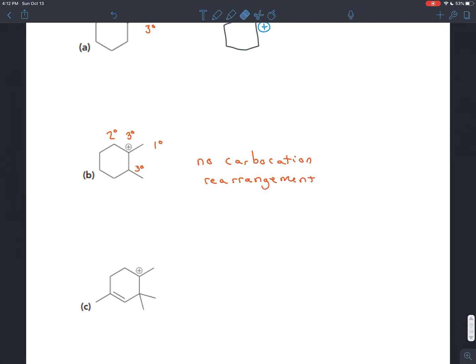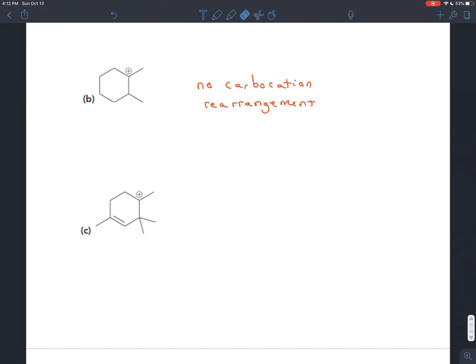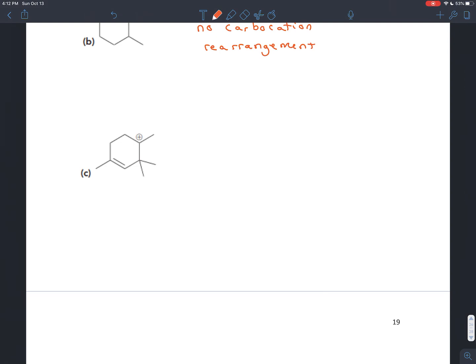Because no position immediately next door to the carbocation would create a more stable carbocation than the one that exists. Okay, for C, we'll do that same thing. So this carbocation, that carbon is bonded to 1, 2, 3 other carbons. That means that it is a tertiary carbocation. So pretty good, pretty stable.